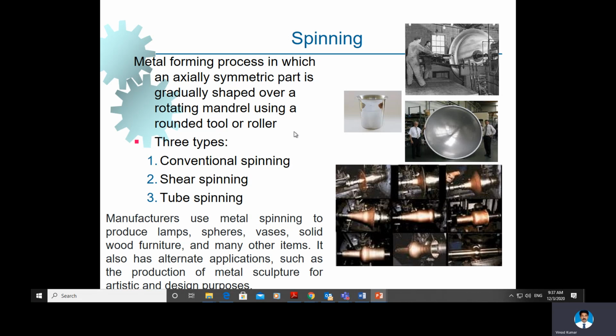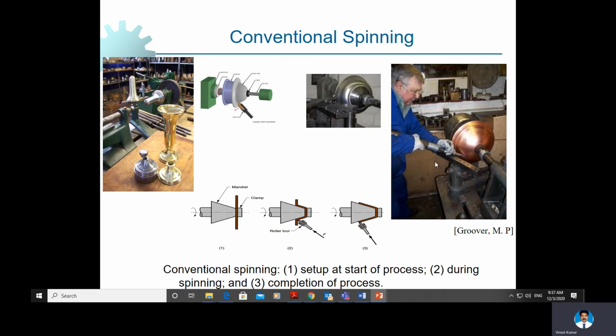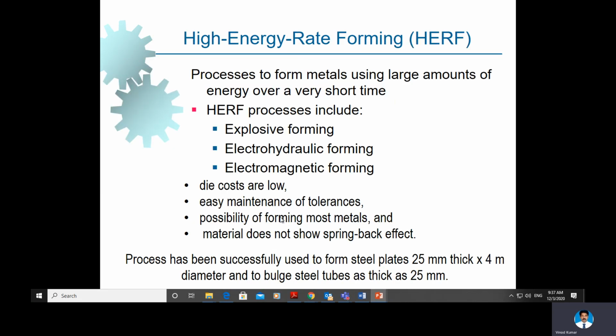Advanced metal spinning techniques like using CNC machines also are used nowadays. So symmetrical parts gradually shaped over a rotating mandrel using a rounded or roller tool. That is called metal spinning, and the speed will be very high, and the metal workpiece is pressed against the mandrel to produce it.